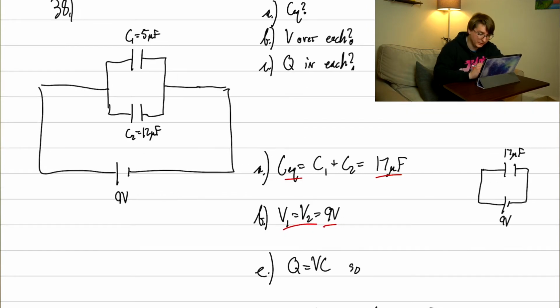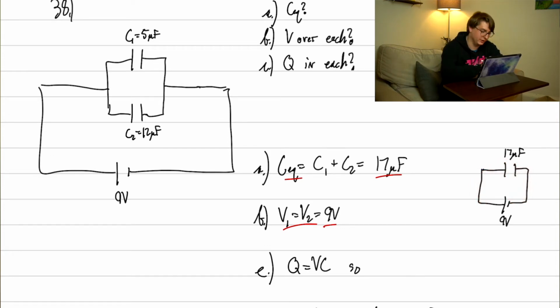So the first step is pretty simple. These two things are in parallel, and the capacitor addition rules tell us that we can just add them together. So one is 5 microfarads, one is 12 microfarads, 5 plus 12, 17. Okay, so we can replace this with one equivalent capacitor of 17 microfarads and nothing would change in the circuit.